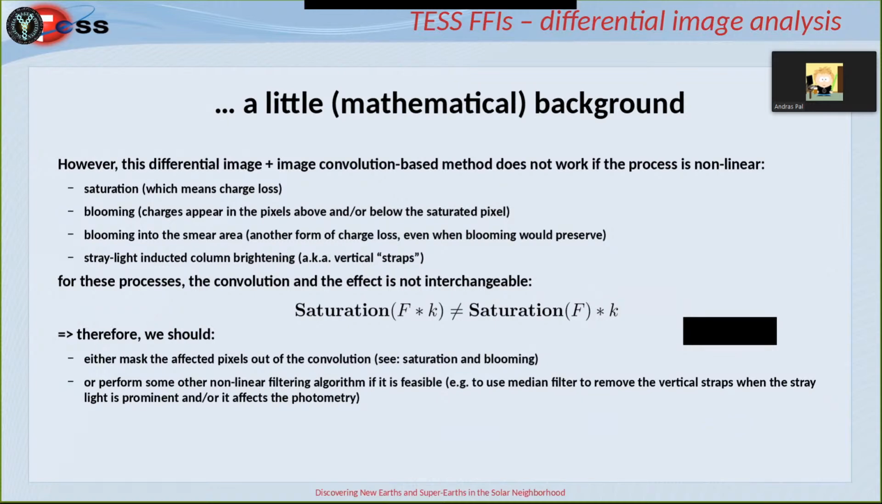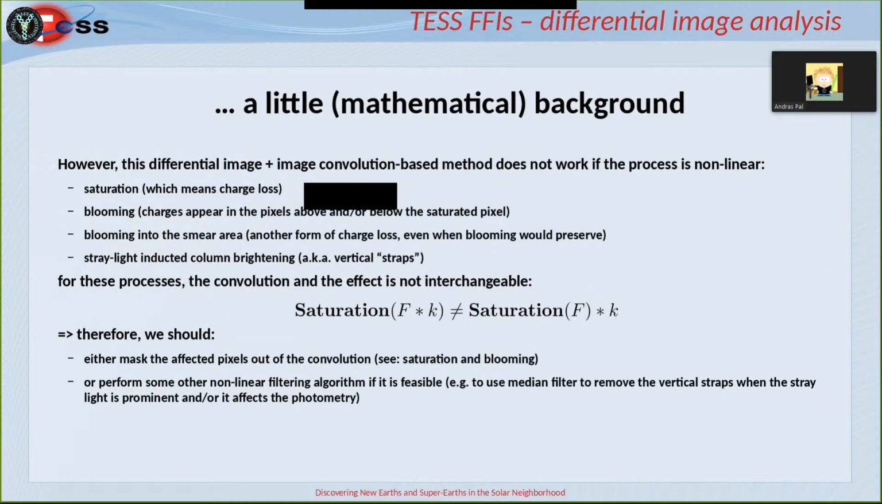But there are many other effects which can be found on TESS CCDs, which cannot be considered a kind of linear process in this way and cannot be modeled. One of the most prominent effects is saturation, blooming, and these vertical straps, because these vertical straps are also somehow a kind of nonlinear response. Why it is interesting, why it is important to do it.